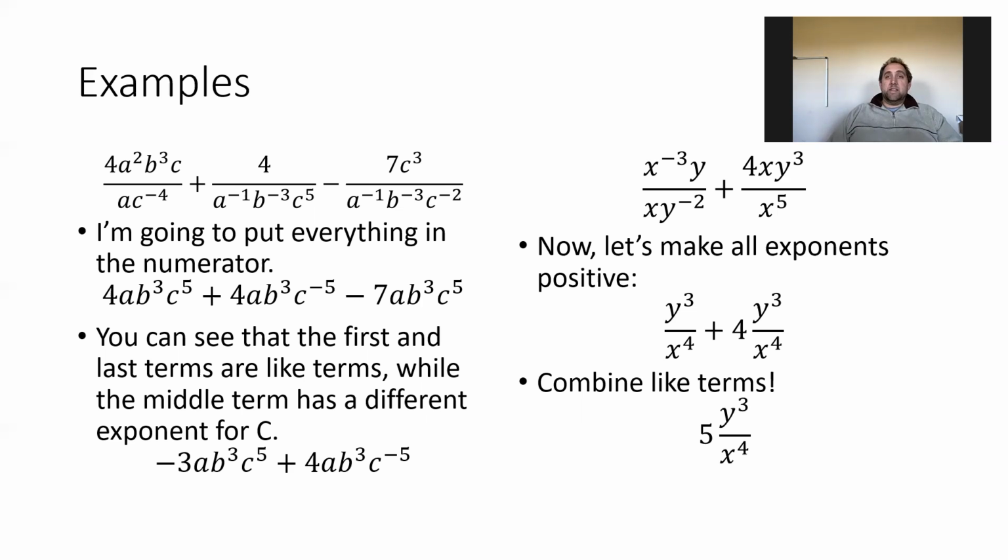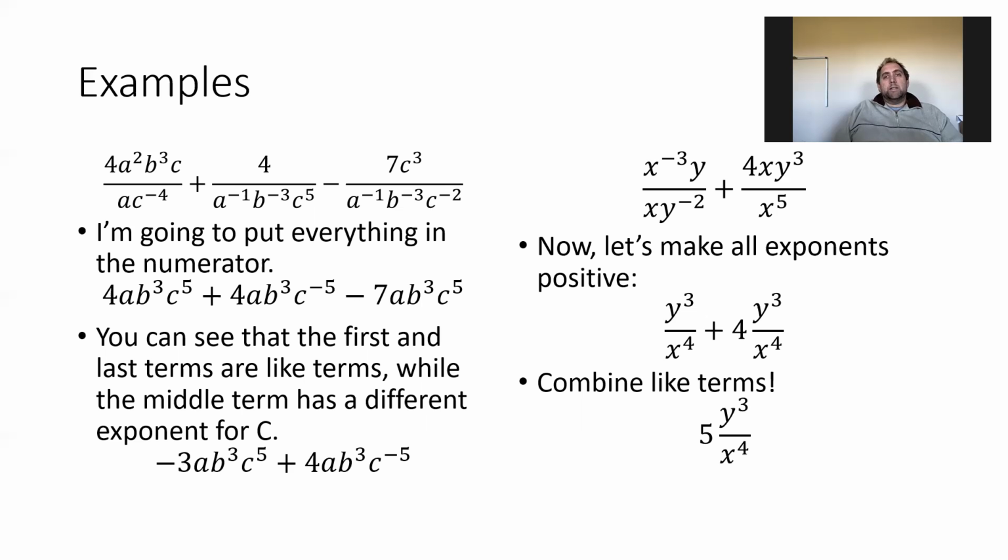So let's look at the second example. It's x to the negative 3 y over x y to the negative 2, plus 4xy over x to the 5th. In this case, let's do it a little differently. Instead of putting them all in the numerator, let's just make all the exponents positive. Any negative exponent, let's take the reciprocal of it and make it a positive exponent. So in that first one, the x to the negative 3, we can move that to the denominator. We already have an x down there, so now we have x to the 3 plus x to the 1 in the denominator, so we have x to the fourth.